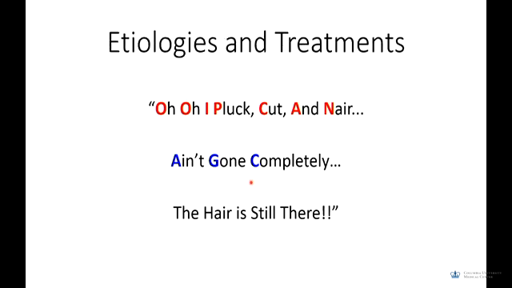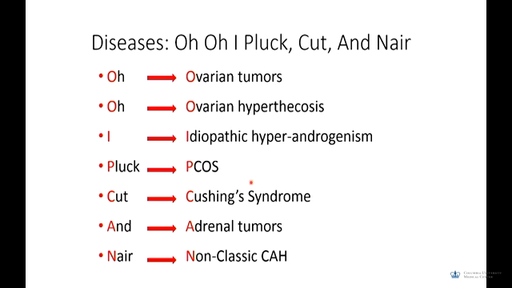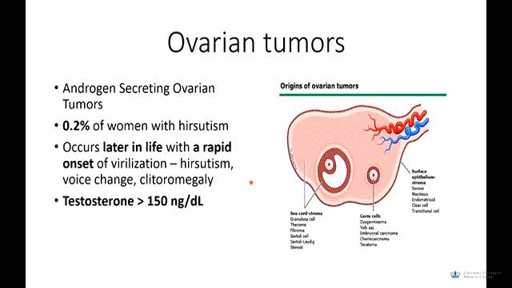More mnemonics. I pluck, cut, and nair, ain't gone completely, the hair is still there. So, I pluck, cut, and nair is your etiologies. So we have ovarian tumors, which are pretty rare. They only cause hirsutism in 0.2% of women. They usually occur later in life with a rapid onset of virilization, including hirsutism, but also some voice deepening, clitoromegaly, and your serum testosterone levels will be above 150. And they can originate, as shown here, just from different cells within the ovary.